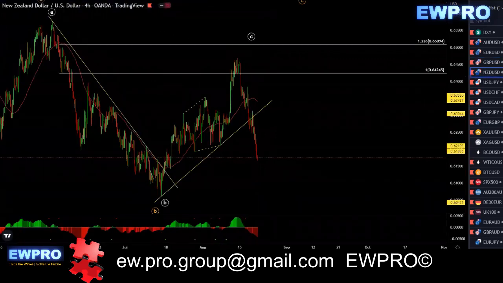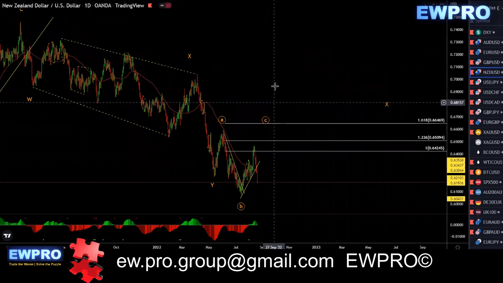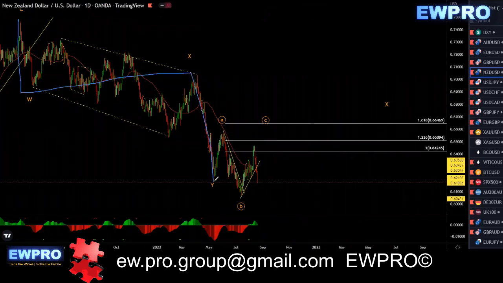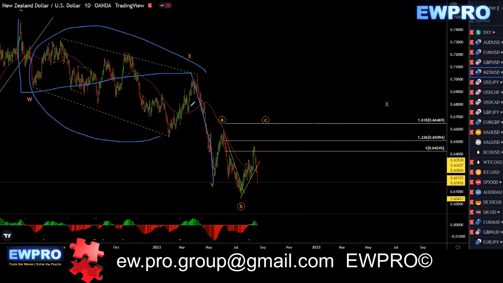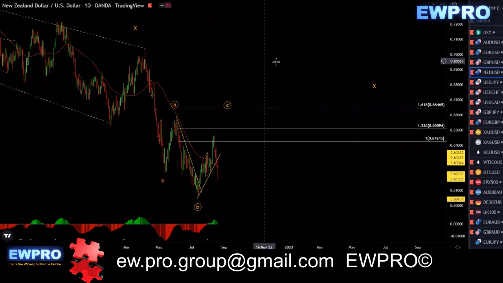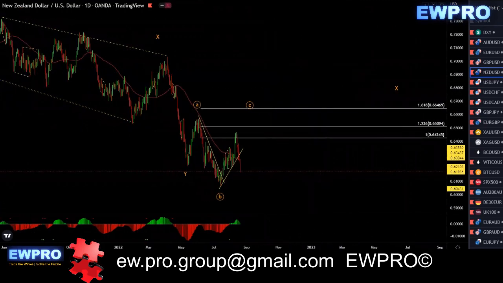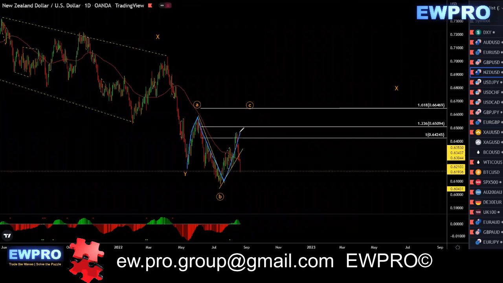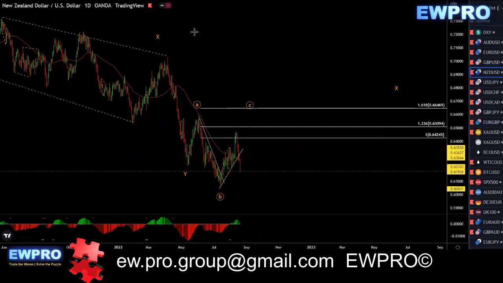And new on the daily. So we're looking for this WXY. We're looking for a correction similar size to this over here. So this can turn quite complex, like I've explained in the past. But we're looking at an A, B, C in here. And more than likely, this will still be part of that wave Y, unless it turns more complex.